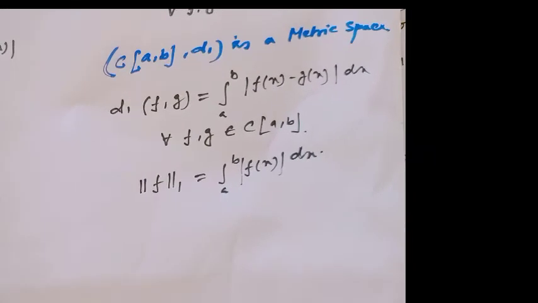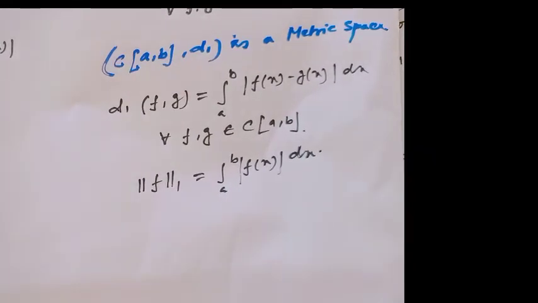Now we can define another type of metric space in C[a, b].